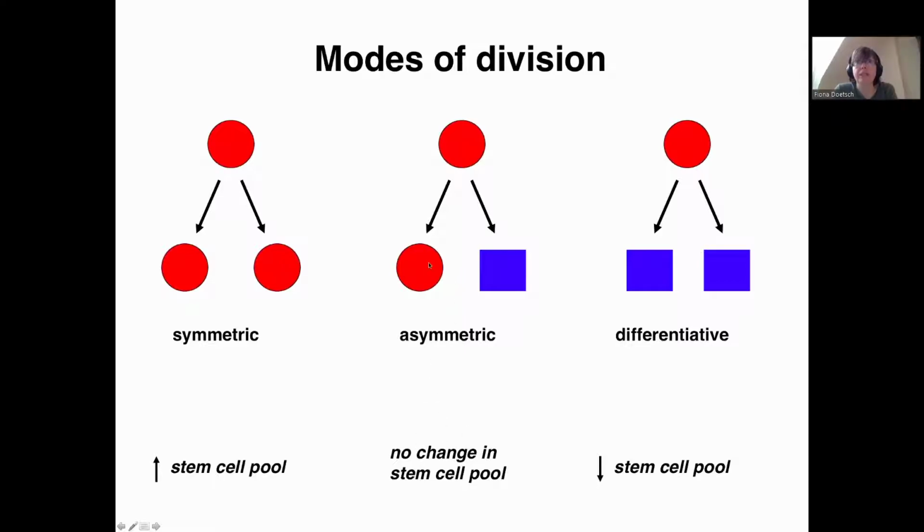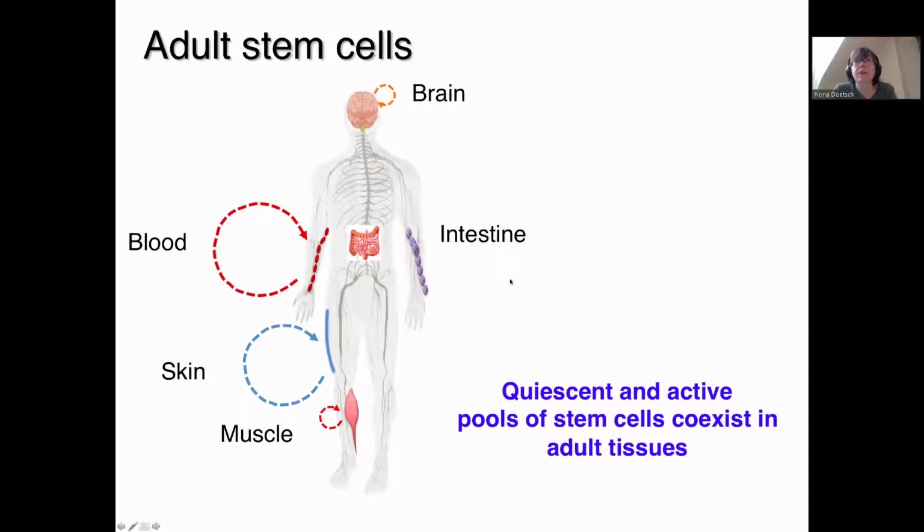However, under certain conditions, stem cells can undergo symmetric division, and this leads to an increase in stem cell pool. And this often happens during an injury state. And similarly, some stem cells can undergo division to give rise to two differentiating daughter cells. So in this case, the long-term consequence would be a decrease in the stem cell pool. So in the adult, as I mentioned, you often have quiescent or dormant stem cells and actively dividing stem cells found in the same tissue.